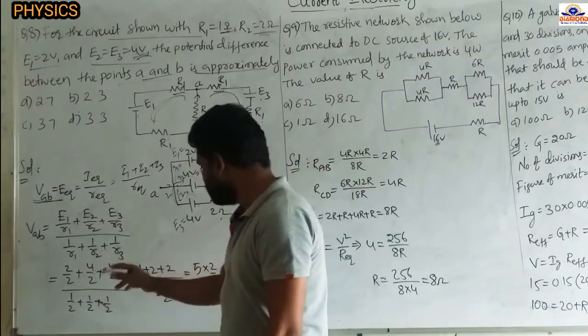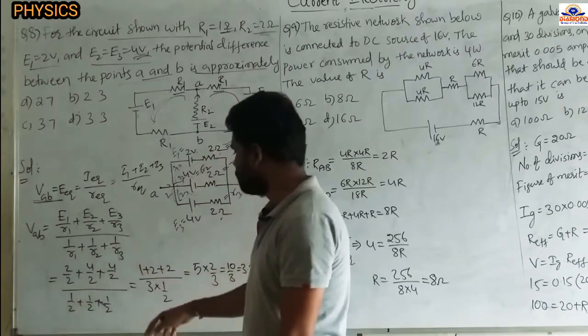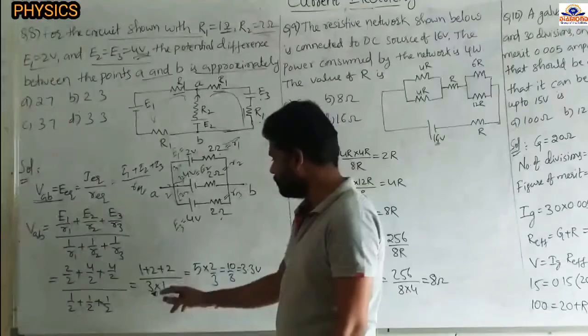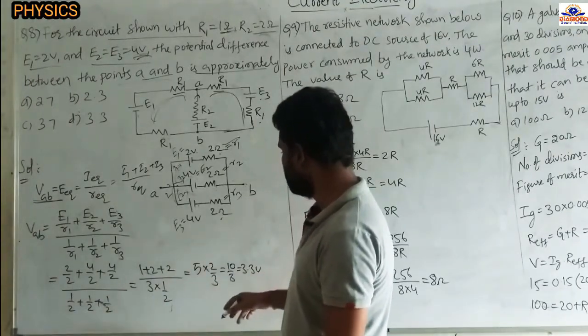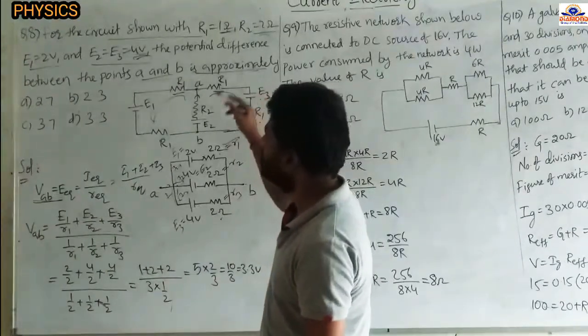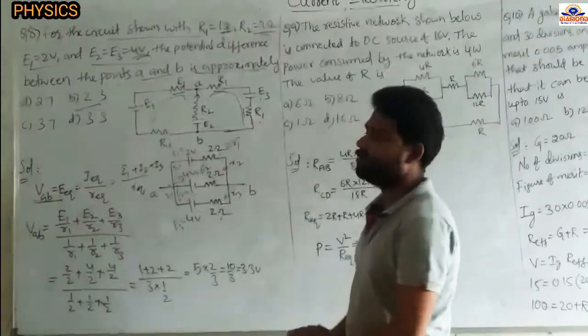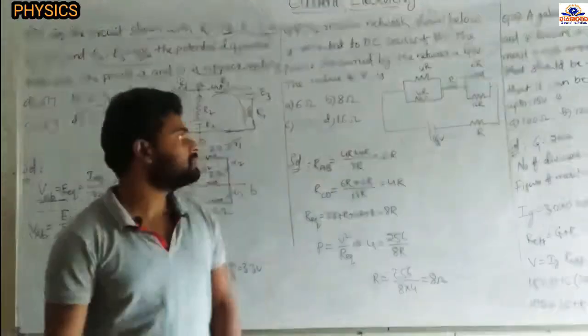Now after simplification: 2 by 2 is 1, 4 by 2 is 2, 4 by 2 is 2. So 1 plus 2 plus 2, by 1 by 2 plus 1 by 2 plus 1 by 2, which is nothing but 3 into 1 by 2. The sum is 5, and this is 2 by 3. 5 into 2, 10 by 3, is approximately 3.3. They are asking approximately 3.3 volts, so option D is the right answer. In this way we have to solve the problem. Very easy question.